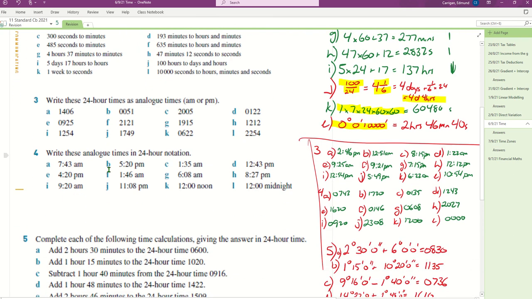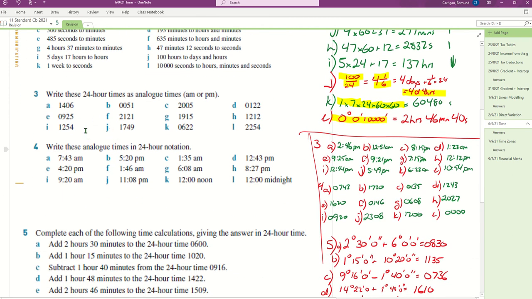Okay, quickly having a look at these 24-hour clocks. Question 3. Anything which is above 12, we're going to subtract 12 and put PM. Anything that's 12 and under, we're simply going to write down the number and put AM. So 1446, subtract our 12, 2:46 PM. 0051 we recognise as 12:51 AM. 2015, subtract 12 and get 8:15 PM.